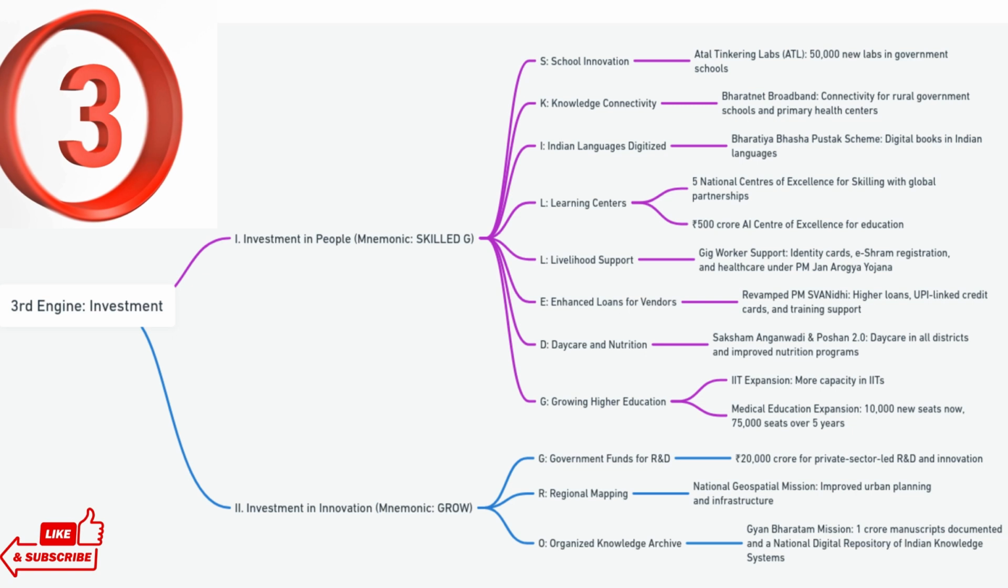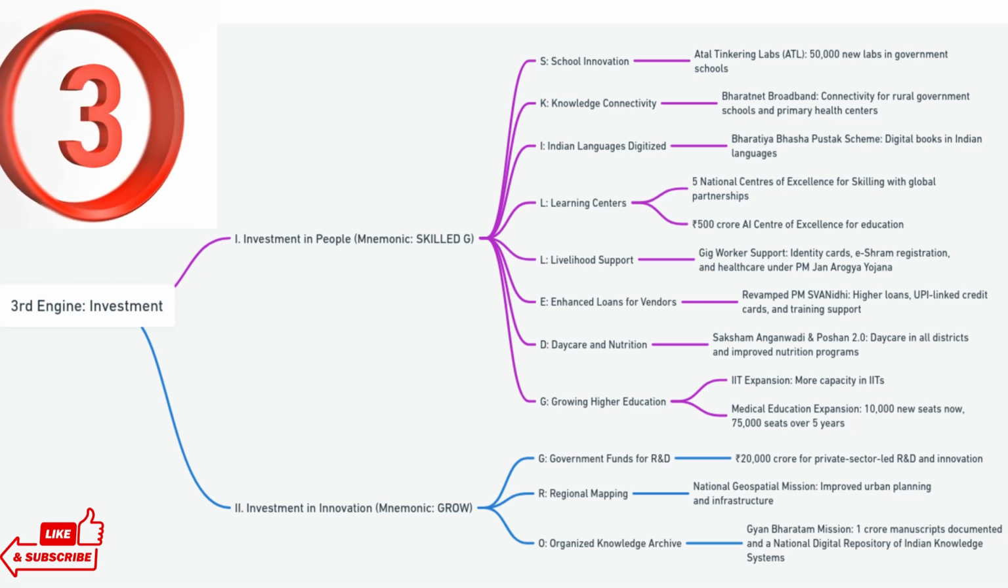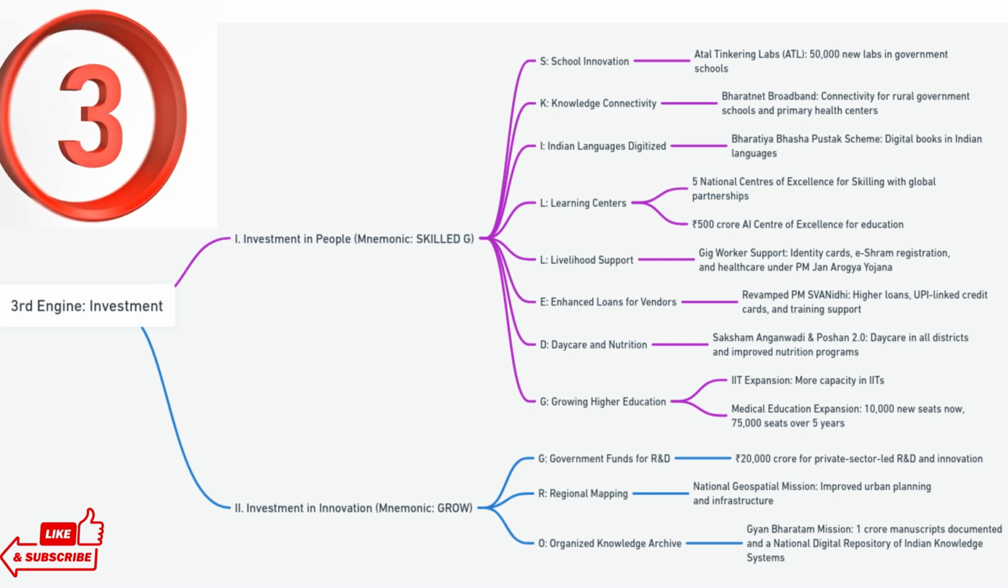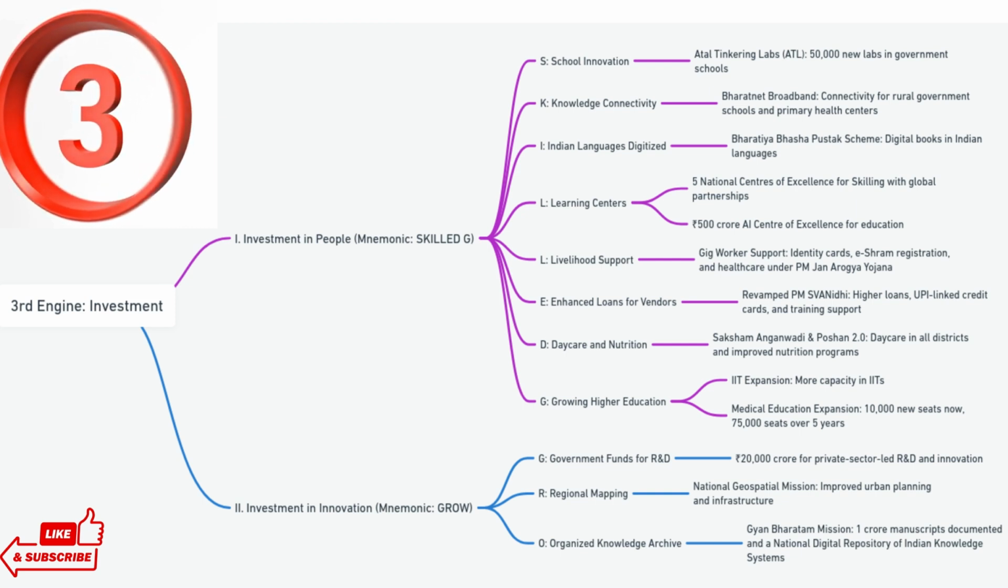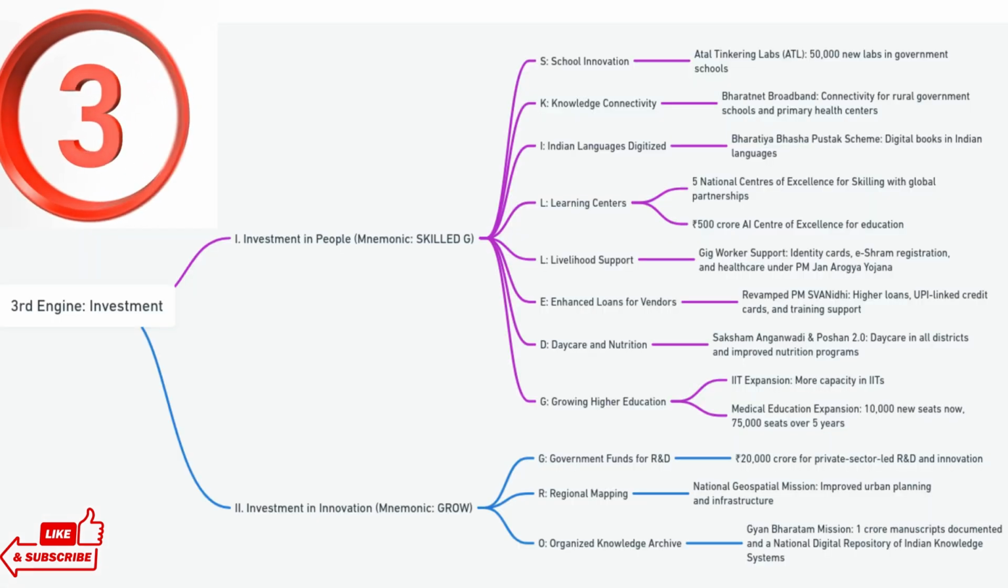S. School innovation. The government plans to establish 50,000 new Atal Tinkering Labs, ATLs, in government schools. What's the benefit? These labs will foster innovation among young students, turning them into future inventors and entrepreneurs. दोस्तों, ये है innovation सीधा स्कूल से start करने का plan.